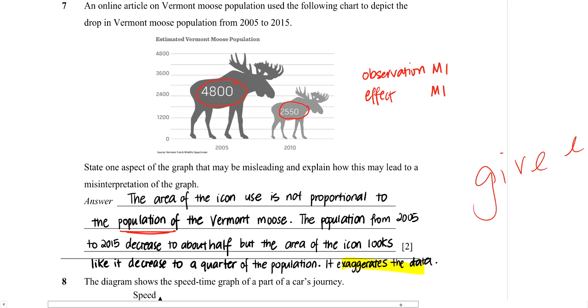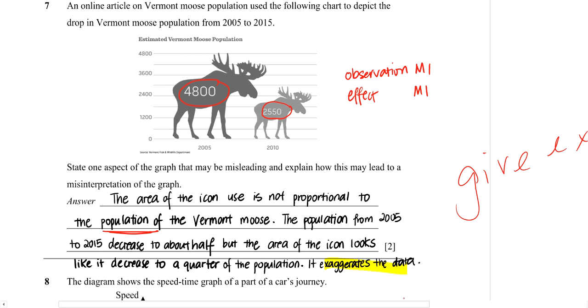Then you give an example. Look at the values. 4,800, okay, from 2005 to 2015, the decrease is about half. Yes? 2010? Oh, okay. Yeah, typo, 2010. So this one, 2010. From the numbers, about 5,000 to about 2,500, it dropped by half, right?